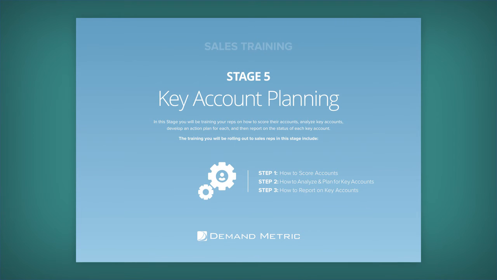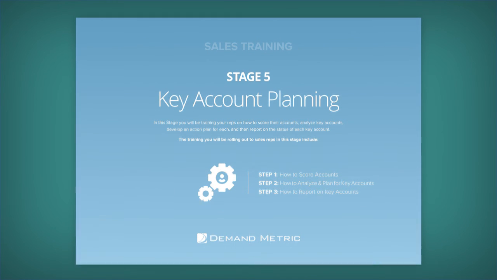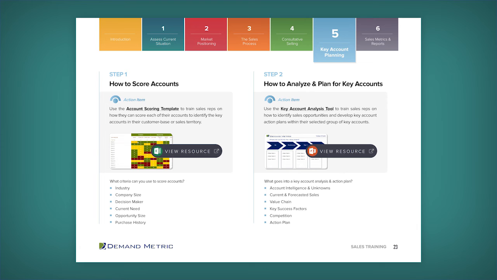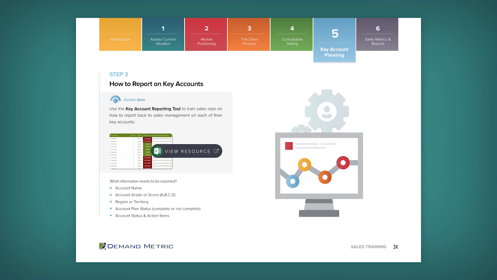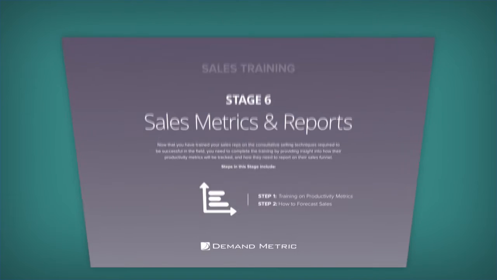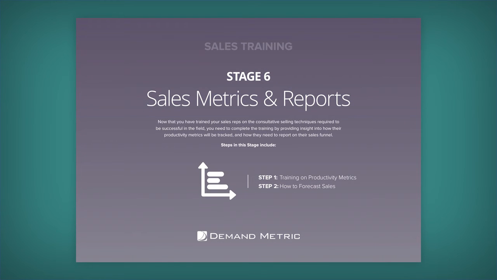In stage 5, it's about key account planning. And here, the first step is how to score accounts. Then you move on to how to analyze and plan for those key accounts and ultimately how to report on them. And lastly, in stage 6, we move on to sales metrics and reports.